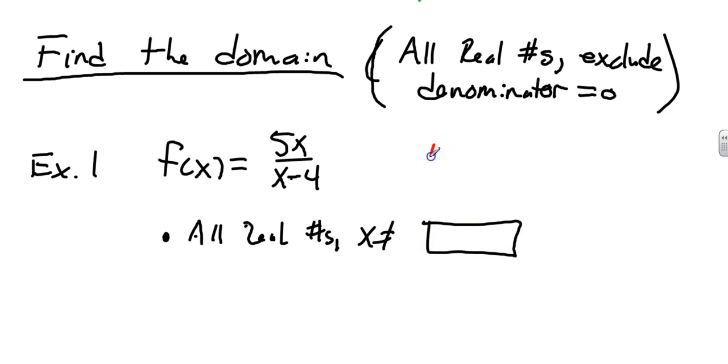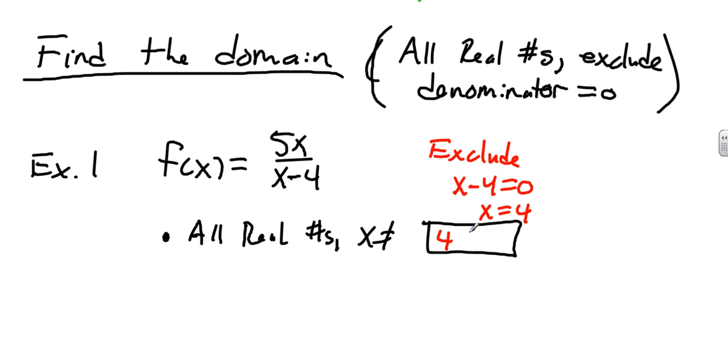So for this one, you're basically going to exclude x minus 4 equal to 0, which, again, just add 4 to both sides. So you're going to exclude x equals 4. It should be that it's all real numbers except for x equals 4.